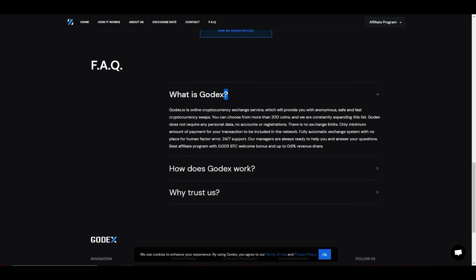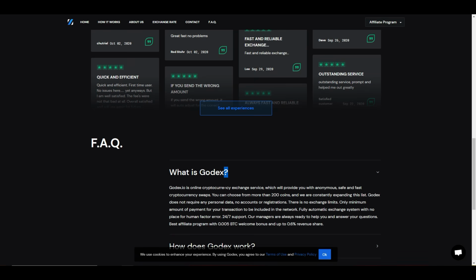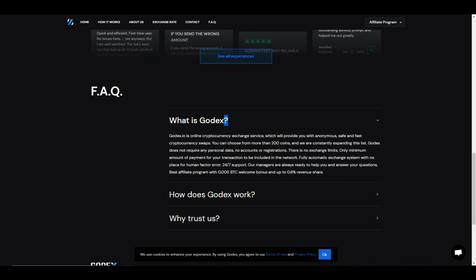So you see it here, guys, no exchange limits, only a minimum amount of payment for your transaction to be included in the network, and a fully automatic exchange system with no place for human factor error. So again, guys, really make sure that they have your back. No mistakes going on there, no human mistakes. You also see it, 24/7 support. Our managers are always ready to help you and answer your questions. And again, guys, that's what they're here for.